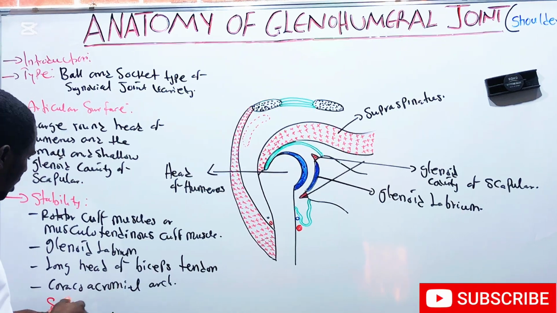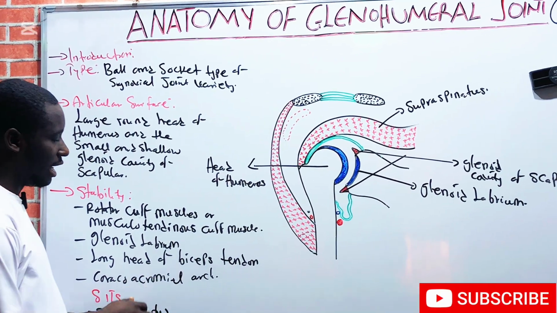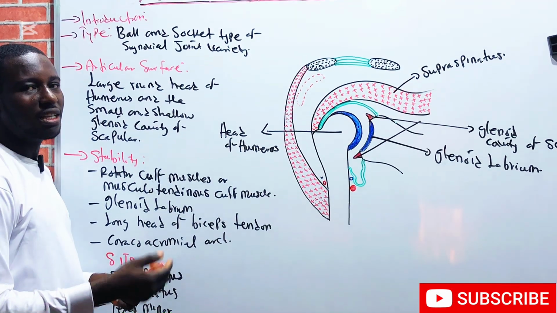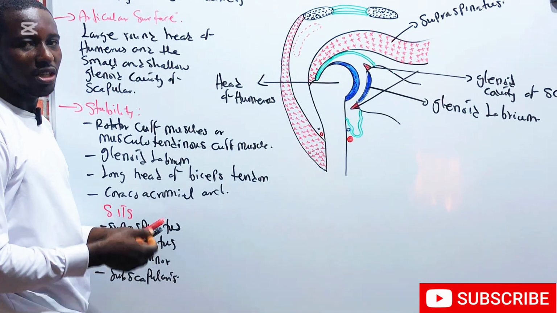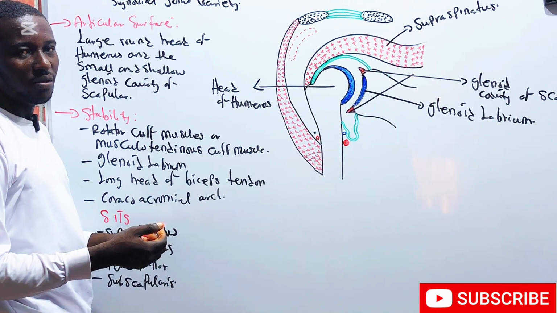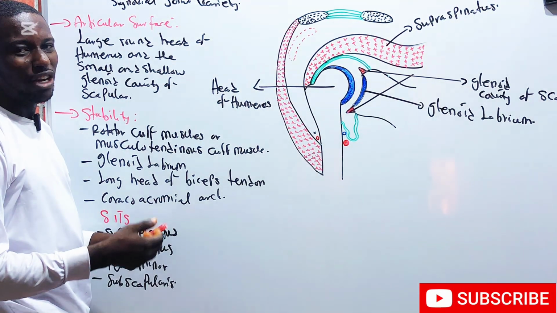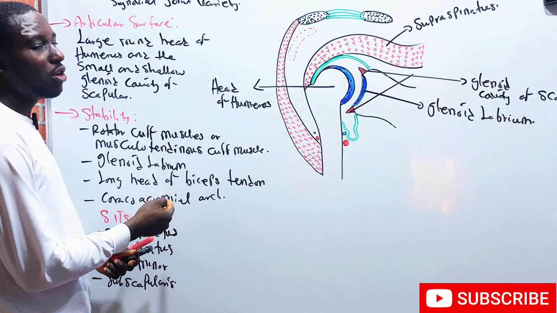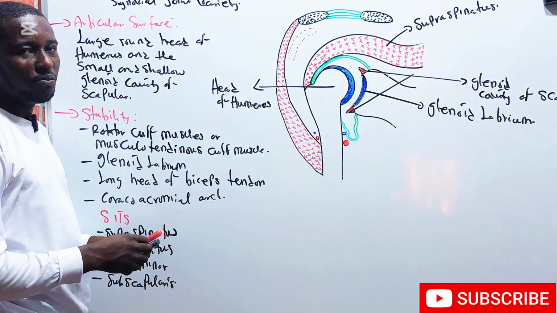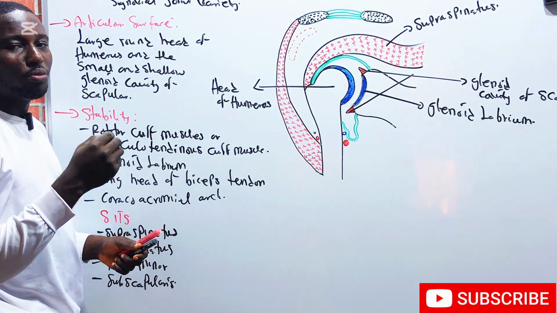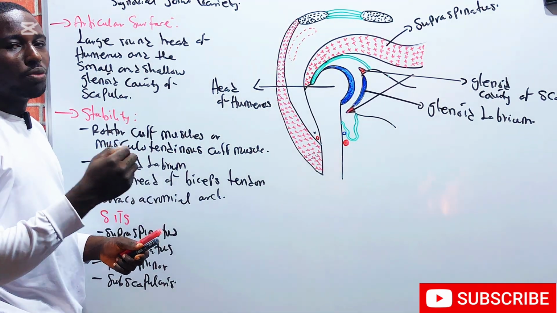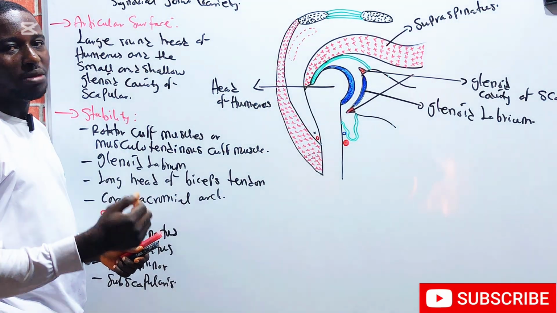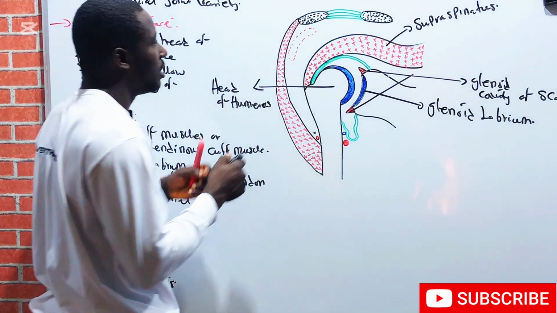Now let's take a good look at the coracoacromial arch. The coracoacromial arch is one of the accessory ligaments of the shoulder joint. Now, what is the work of this coracoacromial arch? The coracoacromial arch is formed by three structures: the acromion process, the coracoid process of the scapula, that is the boat, and the coracoacromial ligament.